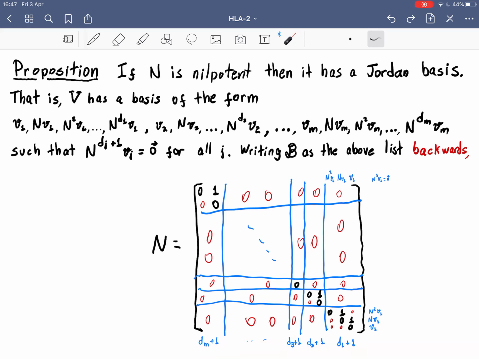So that's a Jordan basis for a very special case, the special case where all the eigenvalues are 0. And this is the main work, this is the hard proposition to prove. Right now, in the next step, we'll just use this proposition to prove the theorem.